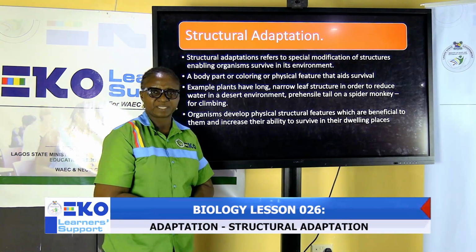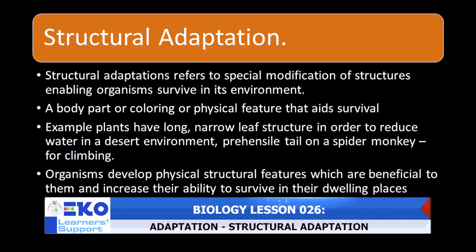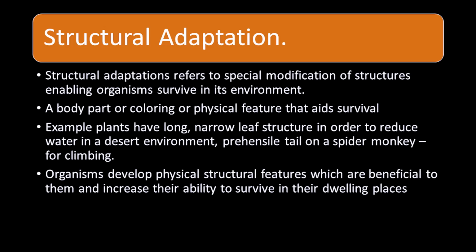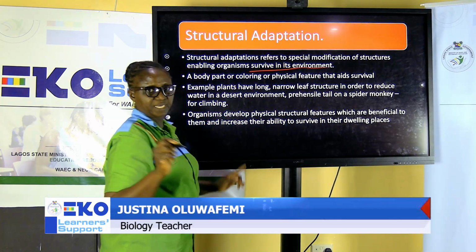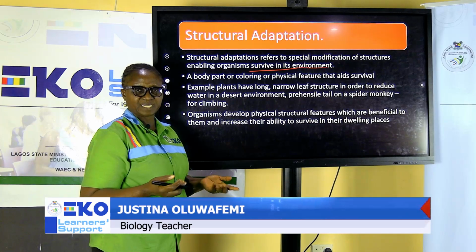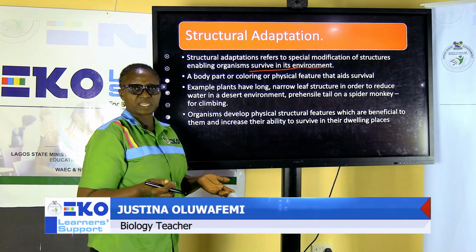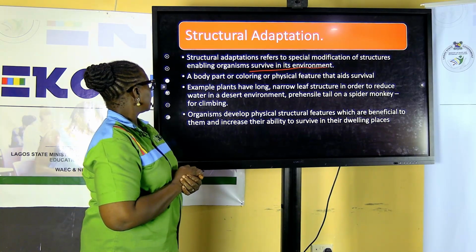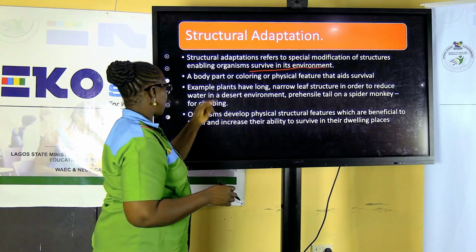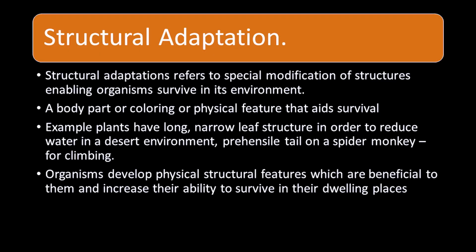What do we understand by structural adaptation? Structural adaptation refers to special modification of structures which enables organisms to survive in their environment. As we all know, adaptation centers on survival of an organism in its environment. Without survival in an environment, an organism cannot carry out its functions, which are enormous tasks. Structural adaptation, we consider it as a body part or coloring of physical features that aids survival.